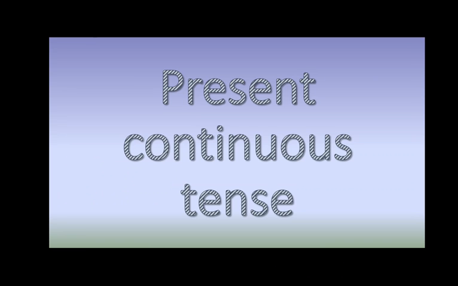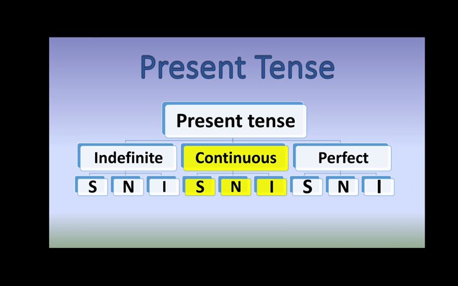We will start with present continuous tense, which is the second type of all types of the present tense. And we will do 3 types of sentences of the continuous present tense, which is simple, negative, and interrogative. Let's start with the examples.